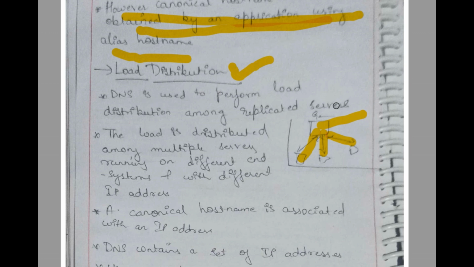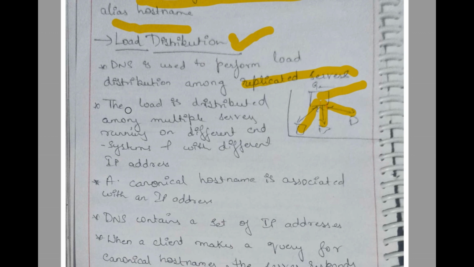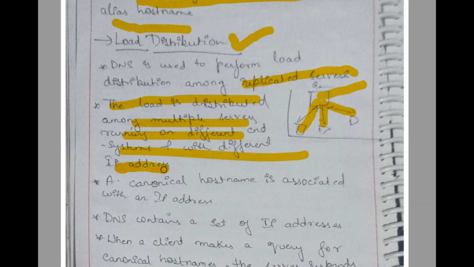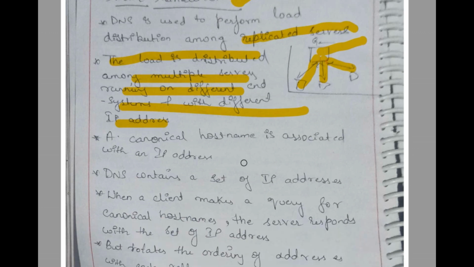DNS is used to perform load distribution among replicated servers. A replicated server is one which performs the same task, or a server which stores the same data. The load is distributed among multiple servers running on different end systems with different IP addresses. Suppose it distributes the data to a server running on a different end system and having a different IP address. If you understand the concept, it is very easy.